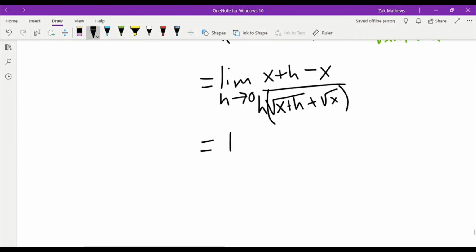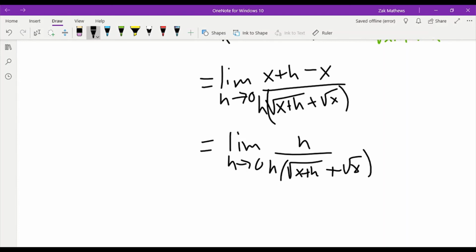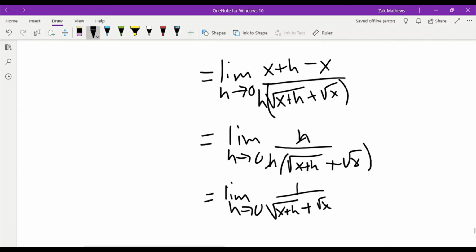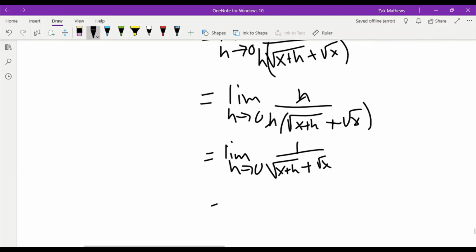Now I can cancel out the x's on the top because we have x minus x, and so we're left with an h on the top. We have that h on the bottom, which, because we worked those parentheses, is a factor and not a term. So rather than distributing, I can just cancel those h's off. And I'm left with the limit as h goes to 0 of 1 over the square root of x plus h plus the square root of x. And so when we take our limit, we get 1 over 2 square roots of x.